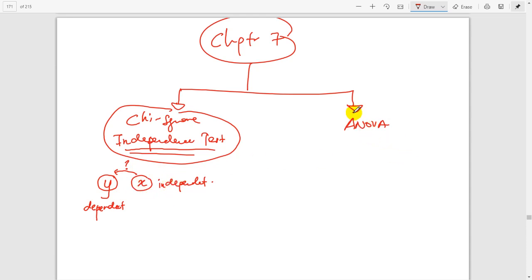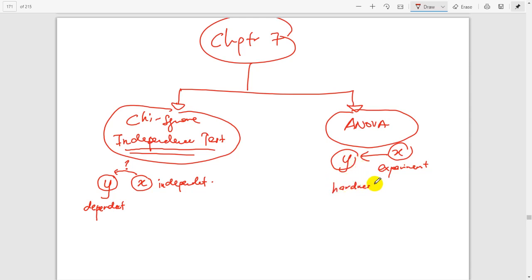And next one, the ANOVA test. Apa yang dia nak cari sebenarnya? So after we get the independence test, let's say we know a situation where x is independent, y depends on x. Katalah kita dah dapat y is dependent on x. Once we know that y depends on x, bila kita nak buat eksperimen, let's say y is the hardness of steel, and it depends on temperature.